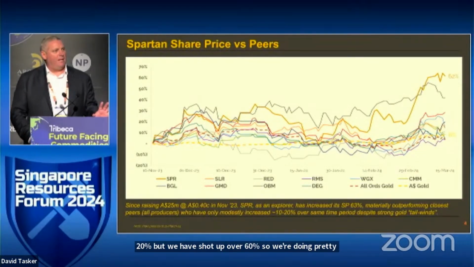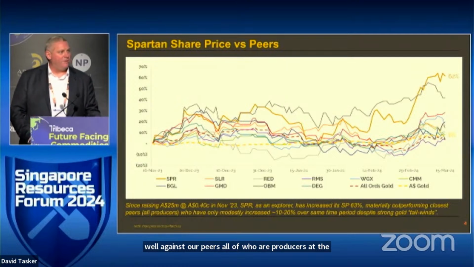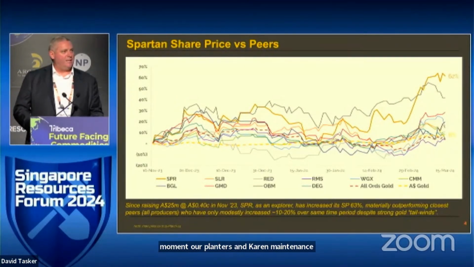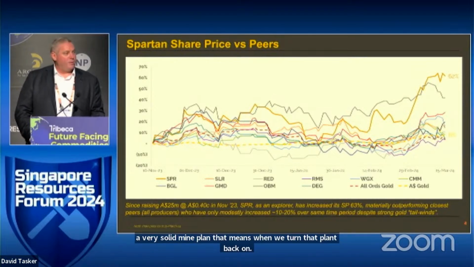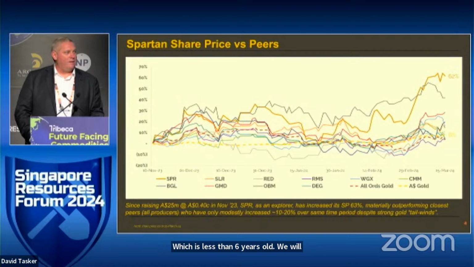At the moment, our plant is in care and maintenance. I'll just make that very clear. What we're trying to do is put together a very solid mine plan. That means when we turn that plant back on, which is less than 6 years old, we will produce sustainable, high-grade, high-profit, high-margin gold ounces.